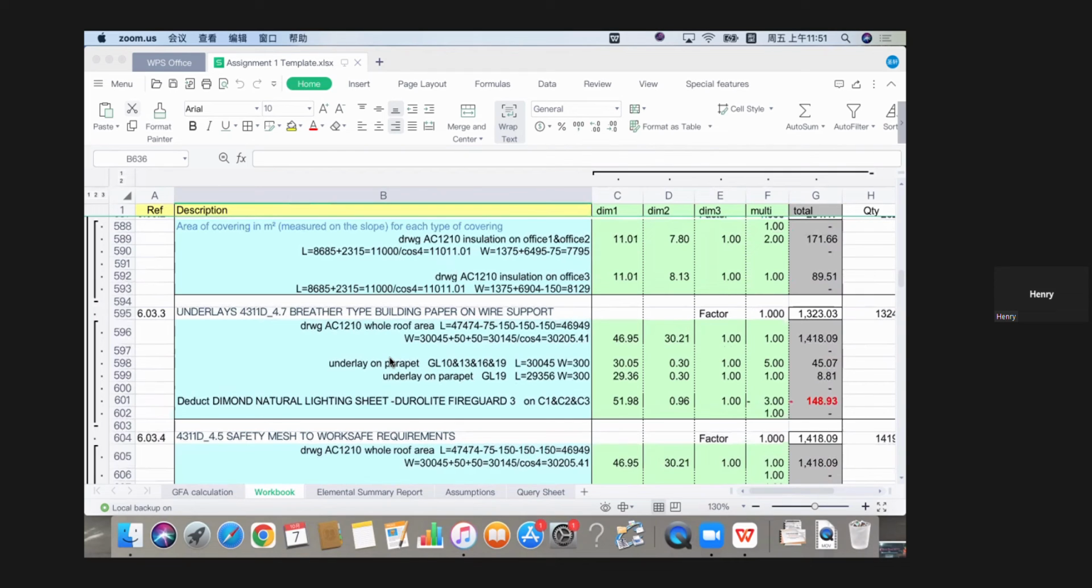Do I need to calculate it? Do you need to adjust it? No, you don't have to adjust it.